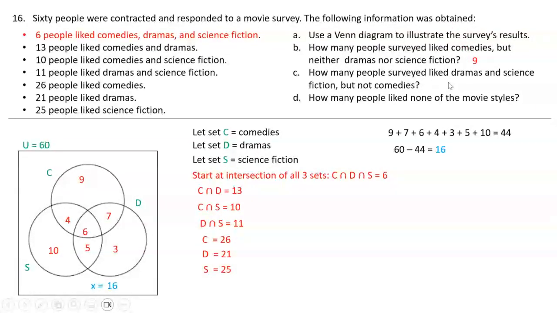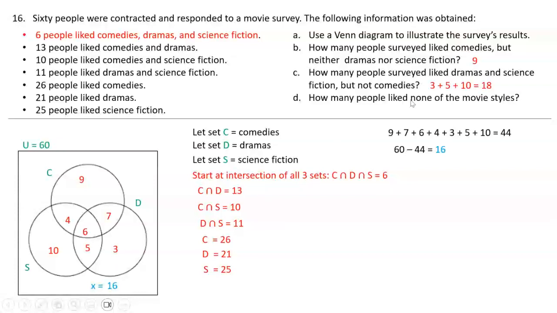Now for part C, how many people surveyed like dramas and science fiction? So let's go to dramas and science fiction. We're talking about this part here, all these here, but not comedies. So they're talking about these two, the science fiction and dramas, but not comedy, so it means not these. So the answer will be 10 plus 5 plus 3, which gives us 18.